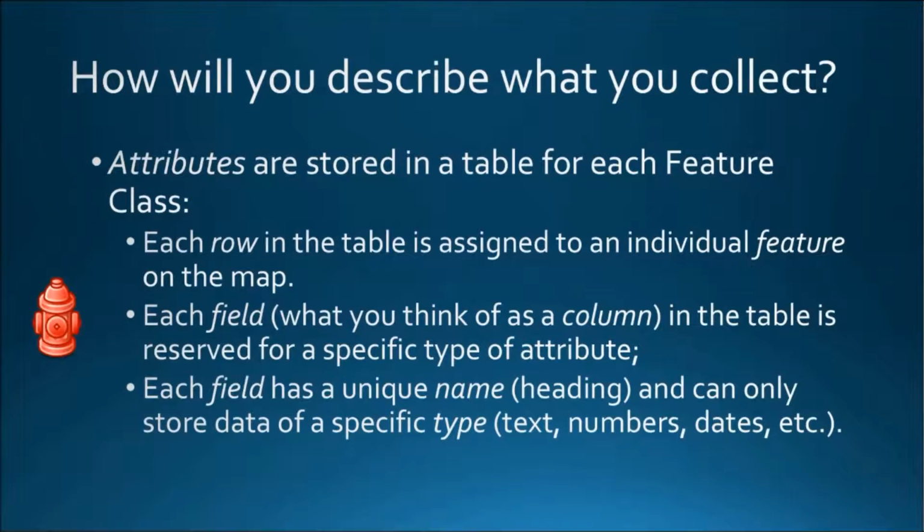So attributes are stored in a table for each one of our feature classes. So for our hydrant class, we'll have a table with these attributes where each row in the table is assigned to an individual feature on the map. Each field, what you think of as the column in the table, is going to be reserved for a specific type of attribute, information about that feature, and this will have a name, a heading for the column, for the field, and the data that goes in that field has to be of a specific type that we tell the computer what it will accept. It could be text, it could be a number, it could be dates, or some other things.